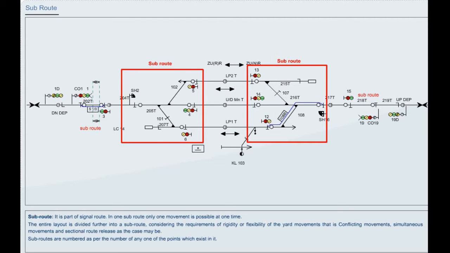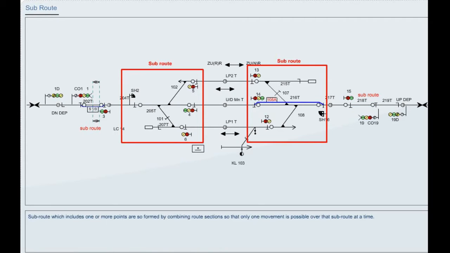Subroutes are numbered as per the number of any one of the points which exist in it. If there is no point, such a subroute will be numbered as per the signals controlled by it. A subroute which includes one or more points is formed by combining route sections, so that only one movement is possible over that subroute at a time. This is ensured by using a common subroute locking relay, URLR.